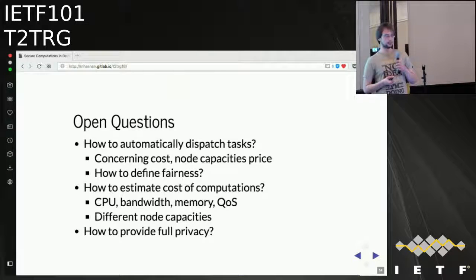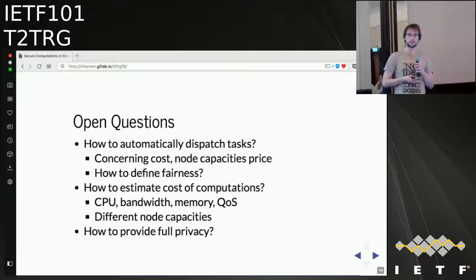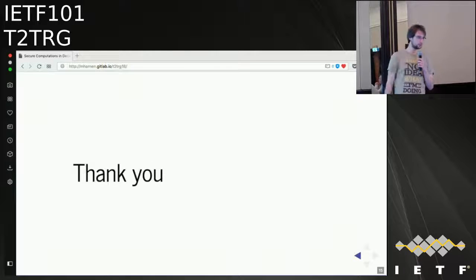Also, how do we estimate the cost of computations in terms of CPU, bandwidth, memory, and quality of service, knowing again that we have a very heterogeneous environment? And how do we provide full privacy? In this case, we protect the input and the result. However, we still know who invoked which function. So it would probably be good to hide that as well. So I think that's all. Thank you.